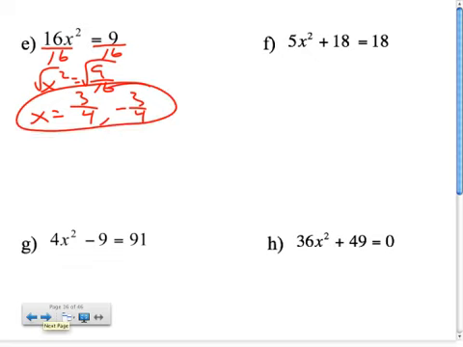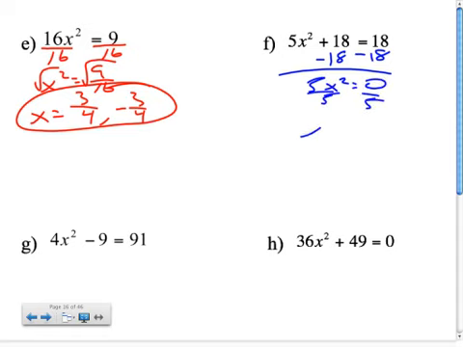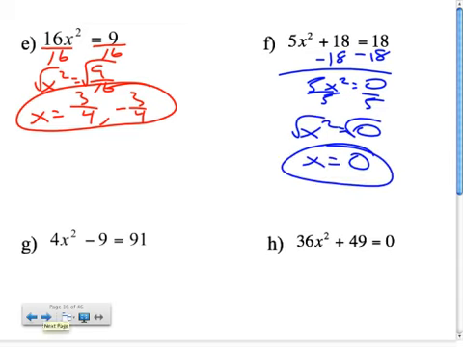Again, no issues here. I think that you're going to start getting the hang of this now. So we're going to subtract 18. 5x squared equals 0. Divide both sides by 5, so x squared equals 0. If I take the square root of 0, my answer is just 0. Okay, so again, there's only one root there.